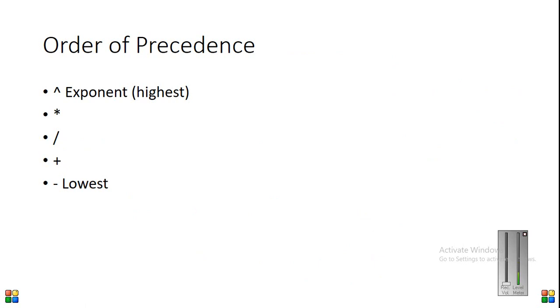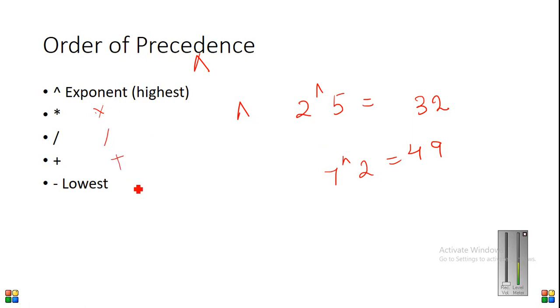Okay, so this is the order of precedence. As I already said, this is the exponent, something like 2 raised to 5: 2, 4, 8, 16, 32, right? Or 7 raised to 2, which is equal to 49. So this is the highest precedence, and then we have the asterisk, the multiplication, then the slash, plus and minus, right? The precedence is important because it will help us to get the postfix expression of it.